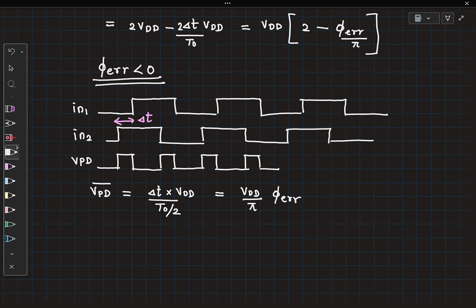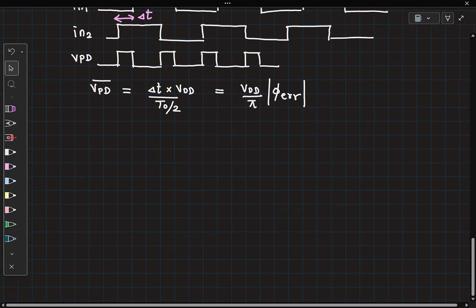The phase error value, we expect to see it to be negative here because phase error is lesser than 0. Right? But you see that the VPD average is not a negative value. It is still swinging between 0 to VDD. That's because the information that the phase error is negative is not being shown directly here. So you can represent it correctly by putting a magnitude of phase error here. Your phase error is negative, but your VPD average is not going negative, right?